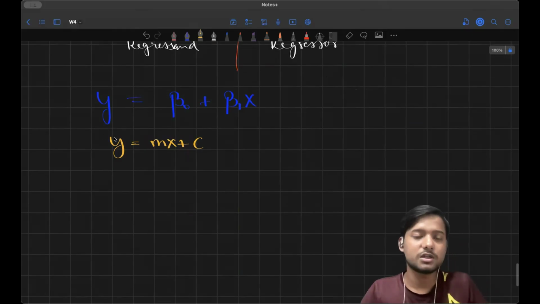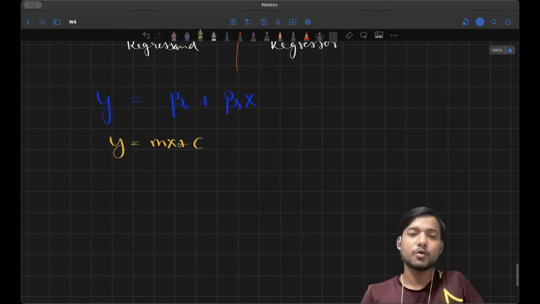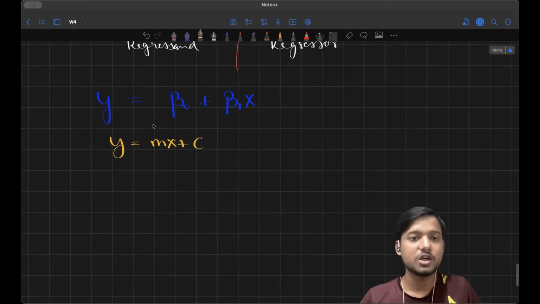So what does this equation tell us? This tells us that y and x is basically a point which lies on a line. And this thing is basically the equation of a line, right? Y is equals to mx plus c is the equation of a line. So if you try to match this equation in yellow with the equation in blue, you will see that we have a similar thing.